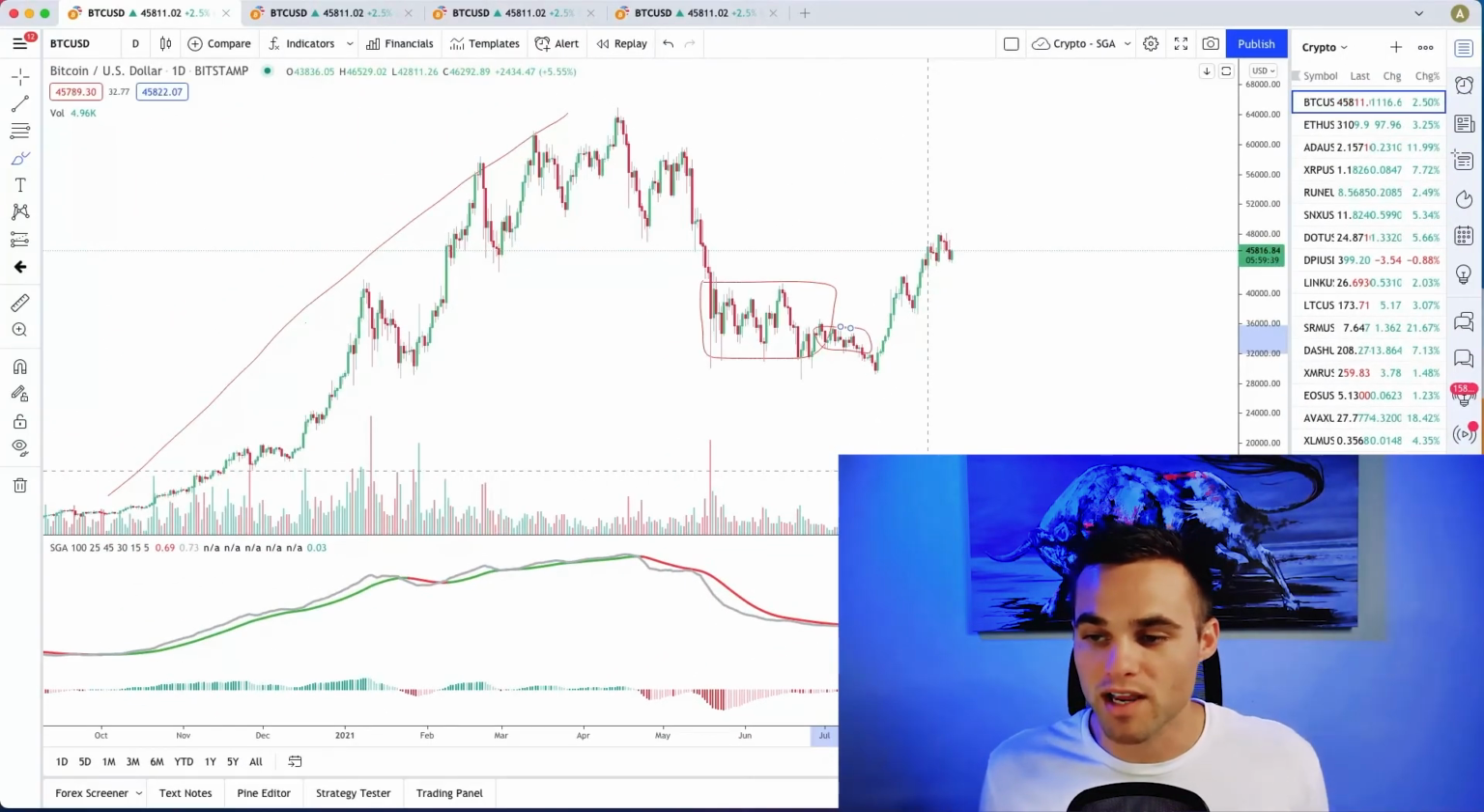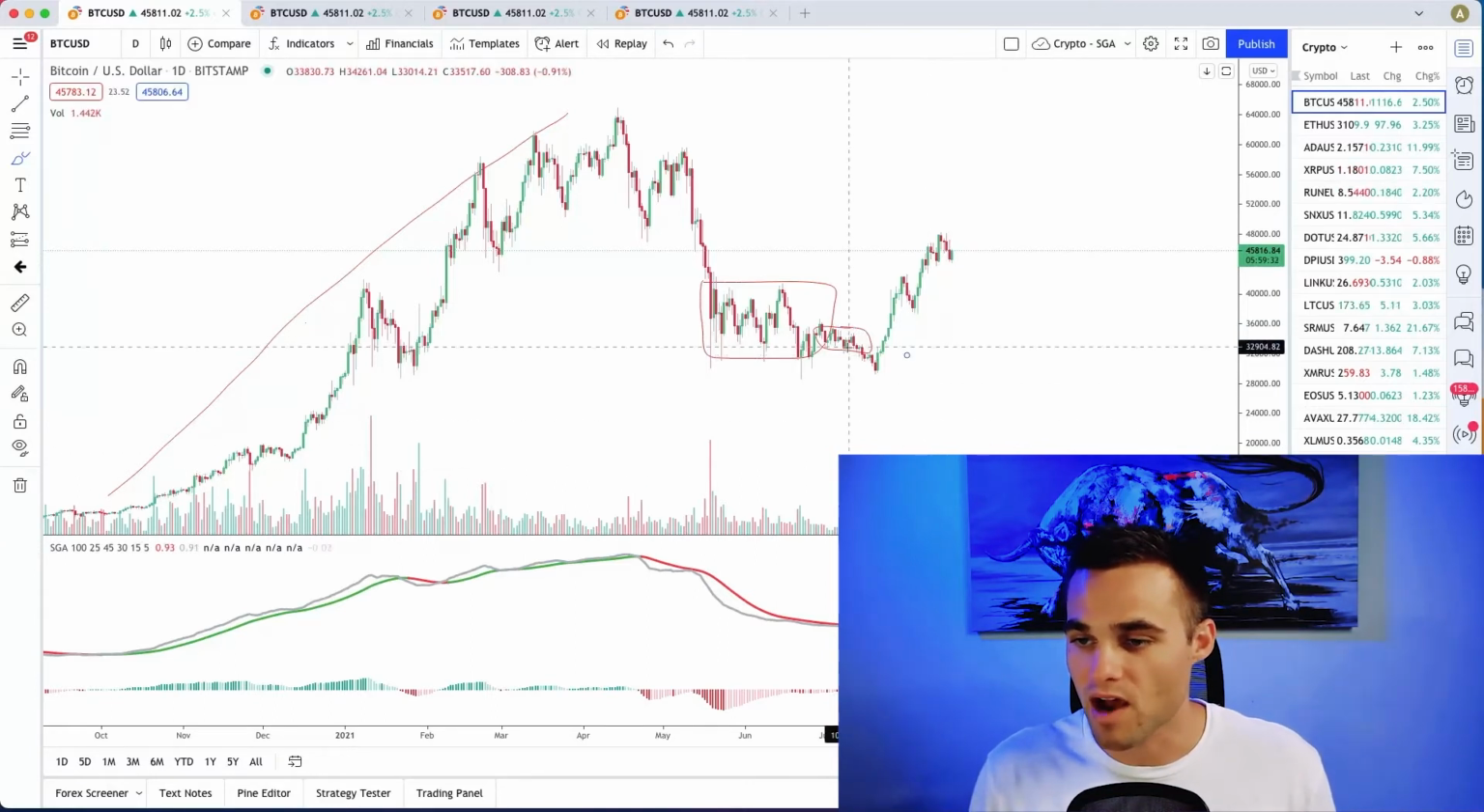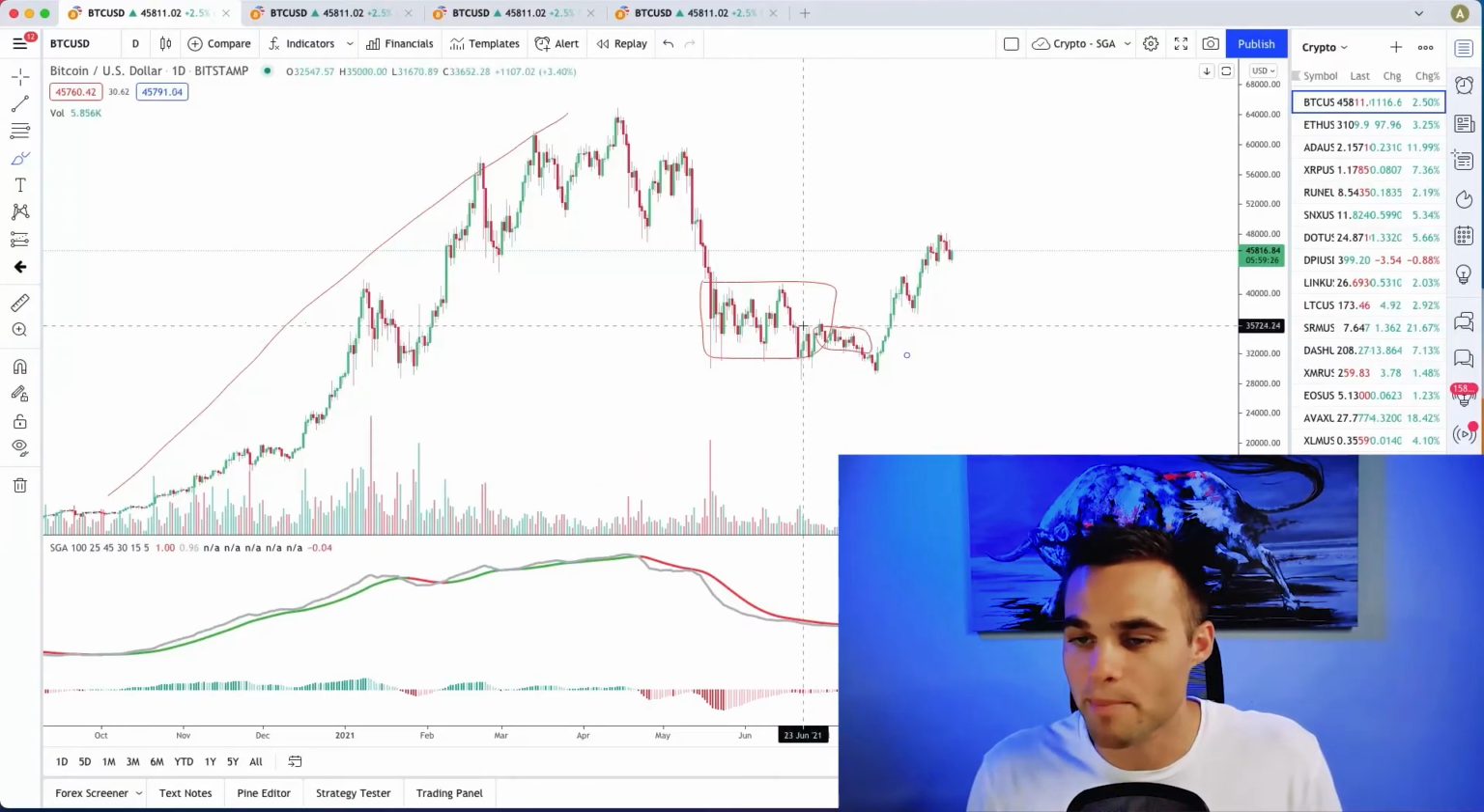You really don't want to be trading in a choppy market generally, unless you're trading some sort of mean reversion strategy, which we're not going to cover right now. But essentially, price is not really making any beautiful or any big moves. It's kind of just in this choppy zone.